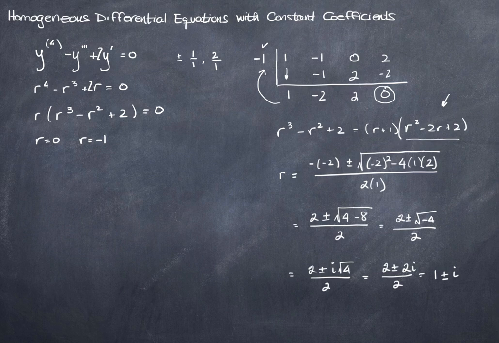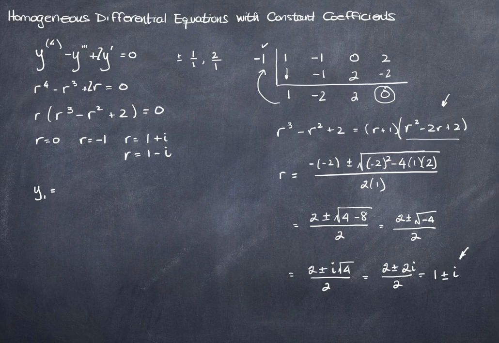That's 1 plus or minus i. So I have two more solutions here, 1 plus i and 1 minus i. r equals 1 plus i and r equals 1 minus i. So now I have 4 distinct solutions.